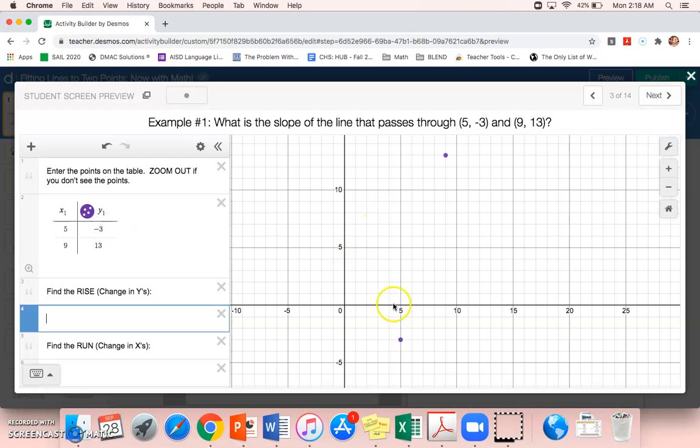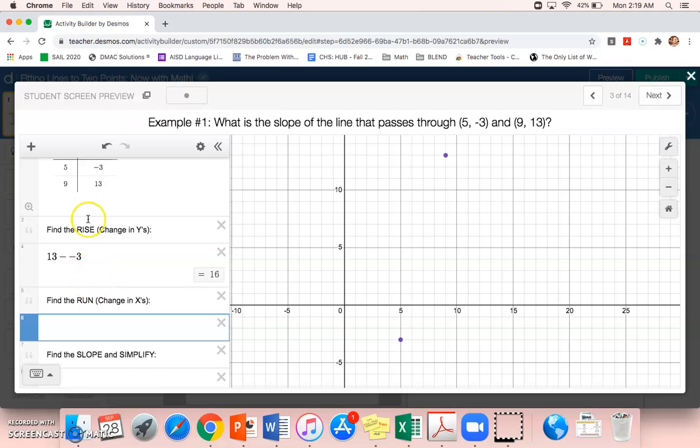So we're going to measure that rise first. We're going to take the 13. We're going to subtract the -3, right? So rise on the y's. 13, subtract to find a difference. -3 was the original y, and that gives us a 16. So what that means is there's 16 squares here that we're rising up.